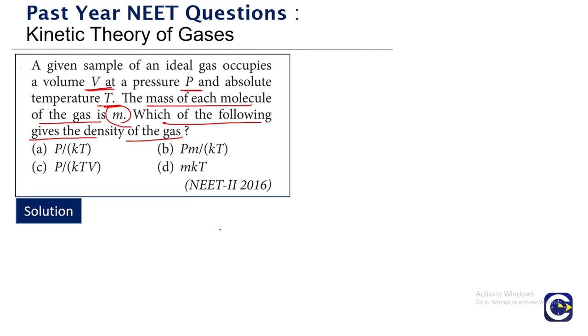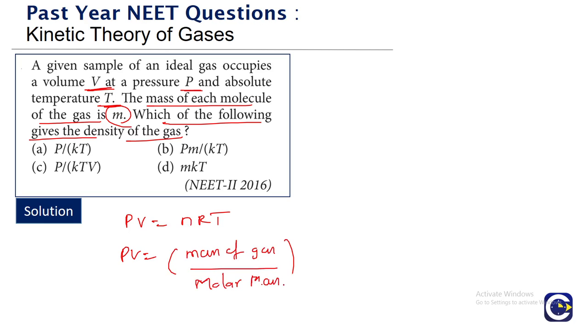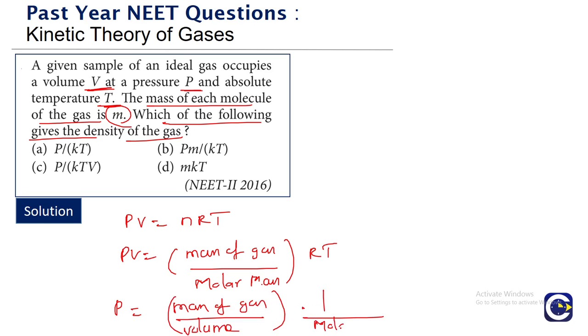Probably some of us will remember the formula for the density itself. But even otherwise, look at it. We have this gas equation, PV is equal to nRT. Here n will be the mass of the gas by the molar mass. So PV is equal to mass of the gas by molar mass into R into T. If you bring the volume to the right side, what we'll have is P is equal to mass of the gas divided by volume into R into T in the numerator and molar mass in the denominator.